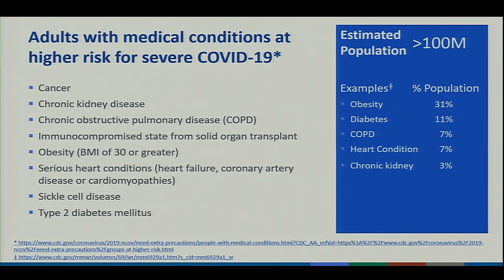From a nationally representative survey called BRFSS, the percentage of the adult population with selected medical conditions was estimated at 31% with obesity, 11% with diabetes, 7% with chronic obstructive pulmonary disease, 7% with heart condition, and 3% with chronic kidney disease. These are not mutually exclusive. Next slide.